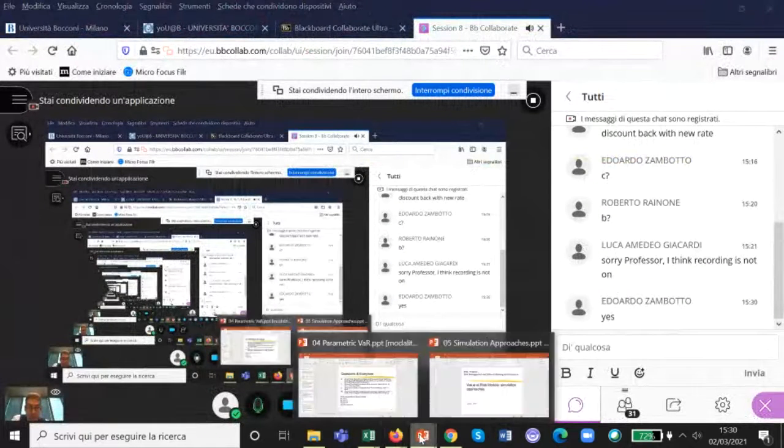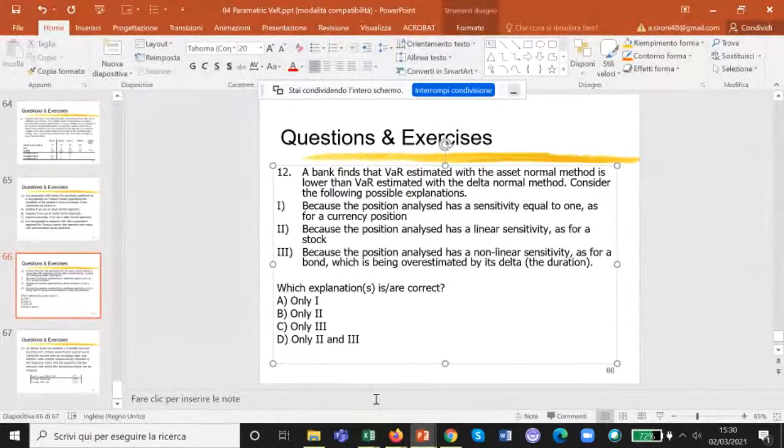Okay. Now let's look at them individually. Because the position analyzed has a sensitivity equal to 1, as for a currency position. Well, if the sensitivity is linear and equal to 1, then there would be no difference between asset normal and delta normal, okay? Therefore, this is not correct.